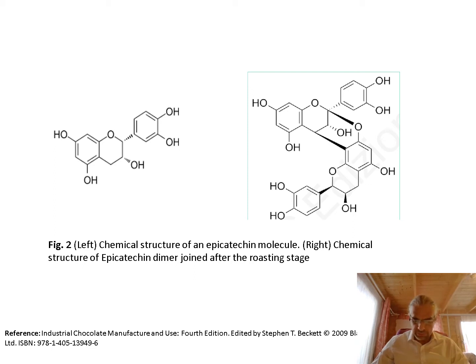Beckett 2000 emphasizes that by altering and adjusting the pH level, moisture content, roasting temperature, and time, many more color combinations are possible as a result of this reaction.